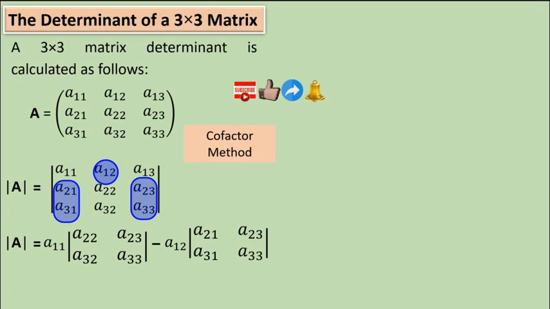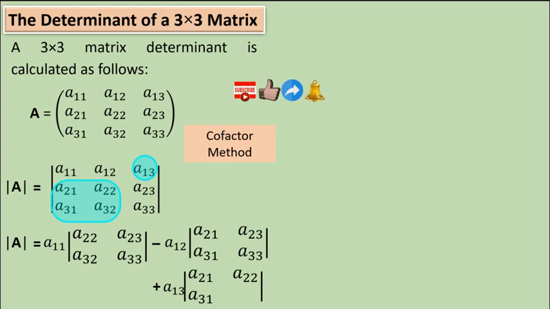Now, then we move to the next one. What should be the minor of A13? The minor of A13 will be what is left if I delete all the elements that are in the same row and column with A13. If I do that, this is what is left. So we now put all those elements in that square bracket. So now we have that. This is what we refer to as the cofactor method.